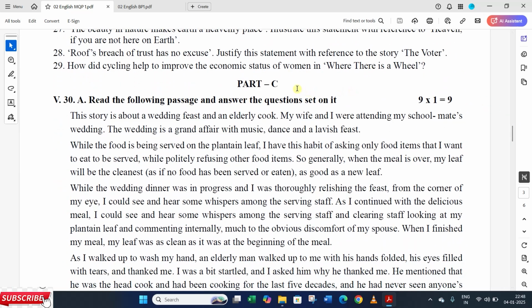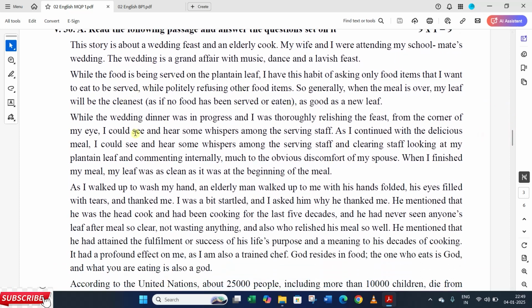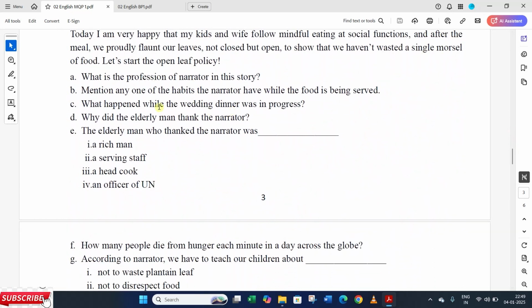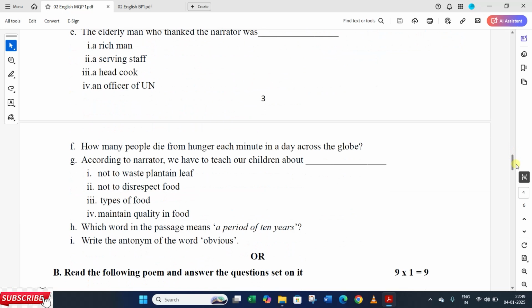Let us turn towards part C. Now part C, as I have already discussed in the blueprint, is all about a comprehension passage, which is for 9 marks. There will be a comprehension passage of almost 400 to 500 words, and you have to read the entire paragraph. You can find a comprehension passage given here. You have to read it thoroughly, and there are 9 questions asked on the same passage. You can find A, B, C, D, E here. These are the questions asked on the comprehension passage, so you have to read the passage very thoroughly and answer the questions set on it.